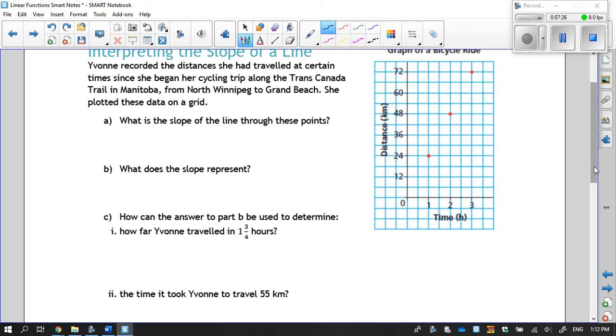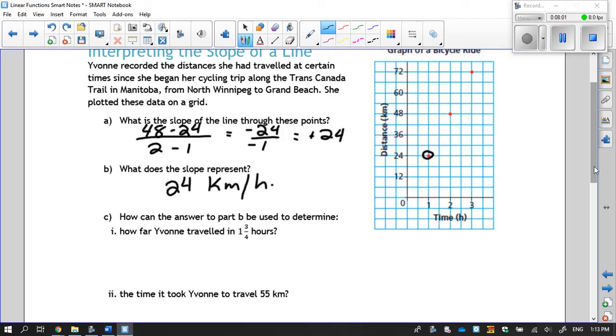So if we count it out here, we have (0.24, 1) and (0.48, 2). So then that would be -24 over -1, which gives us +24. What does the slope represent? The slope represents 24 kilometers per hour.